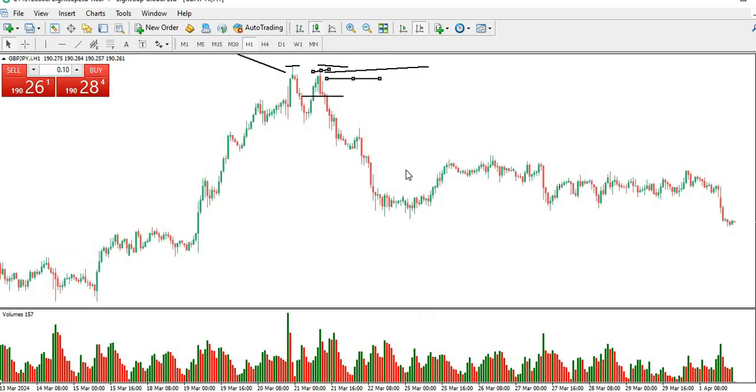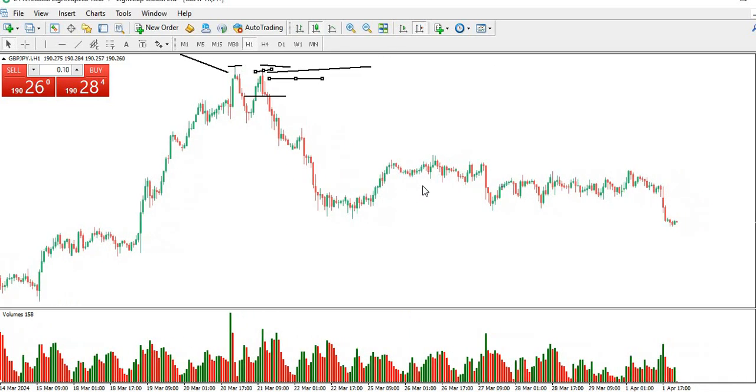So the first way we could have traded, and as I mentioned, this was an impulsive move and this is a retracement move.